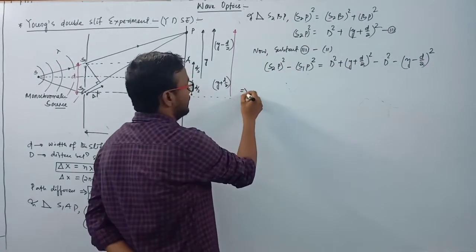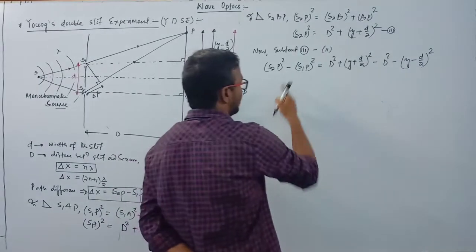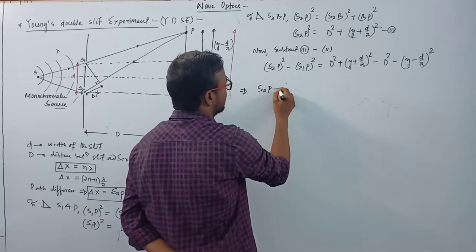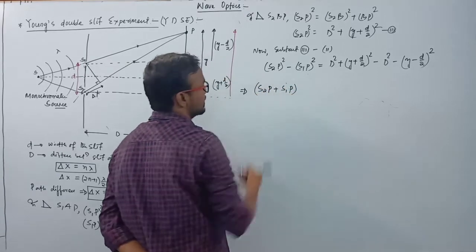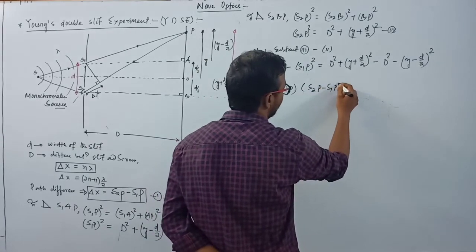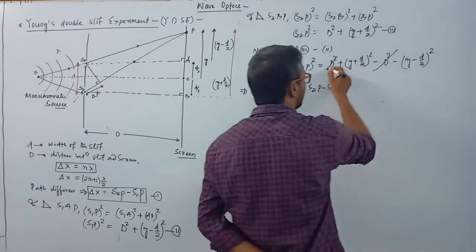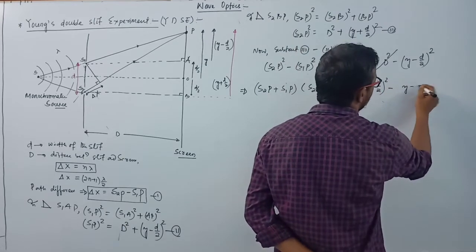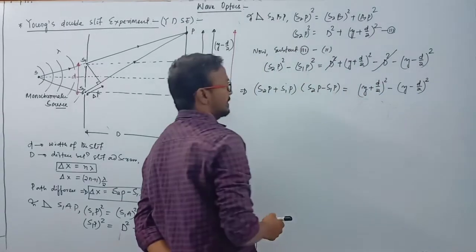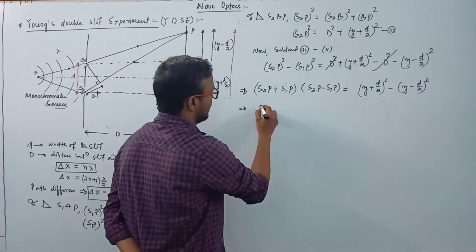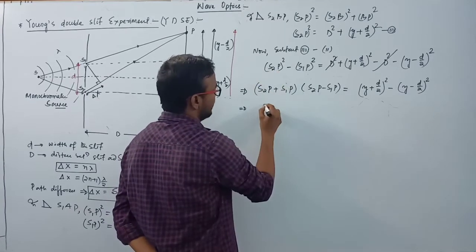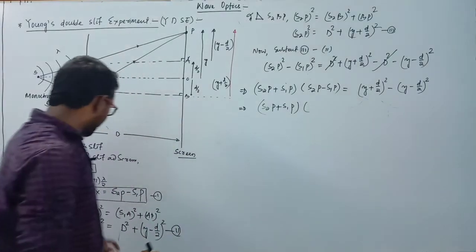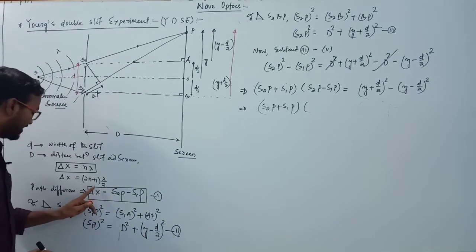Clear? And here it is a square minus b square, so we can use the algebraic identity a square minus b square equals (a plus b) into (a minus b). So we get (S2P plus S1P) into (S2P minus S1P), and here D square cancels. The remaining part is (y plus d by 2) whole square minus (y minus d by 2) whole square. S2P minus S1P is the path difference between the two waves.